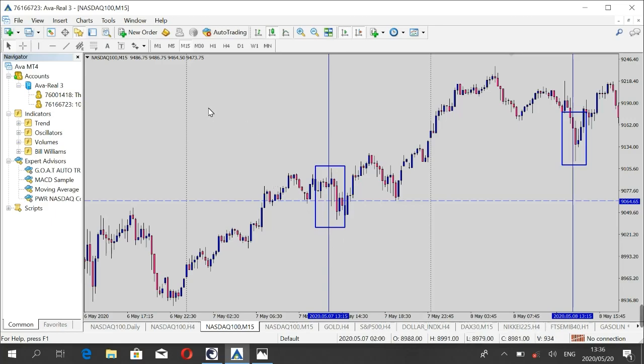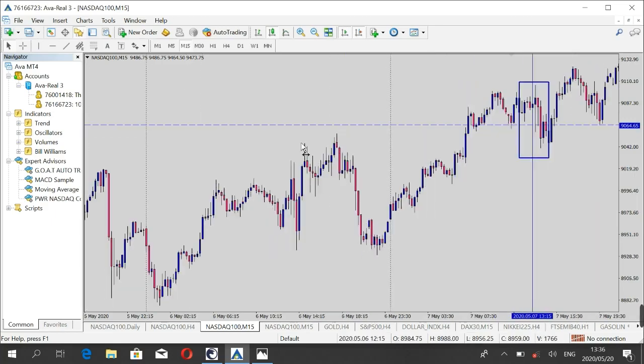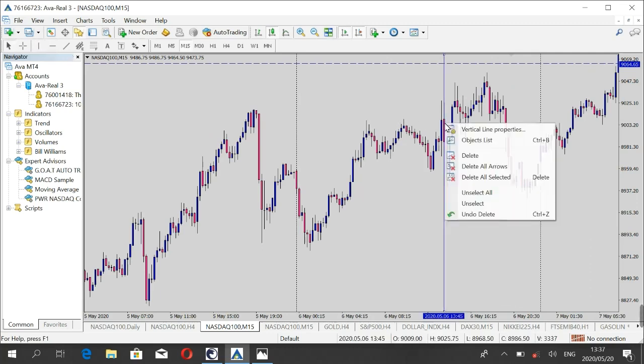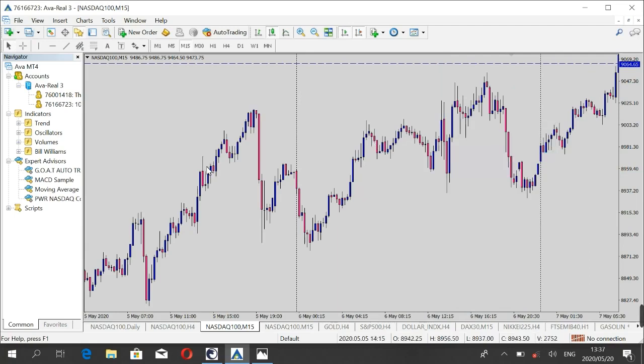So when trading this strategy, you are only allowed to hold a trade for 15 minutes, not more than that. If you hold it more than that, then you do it at your own risk.